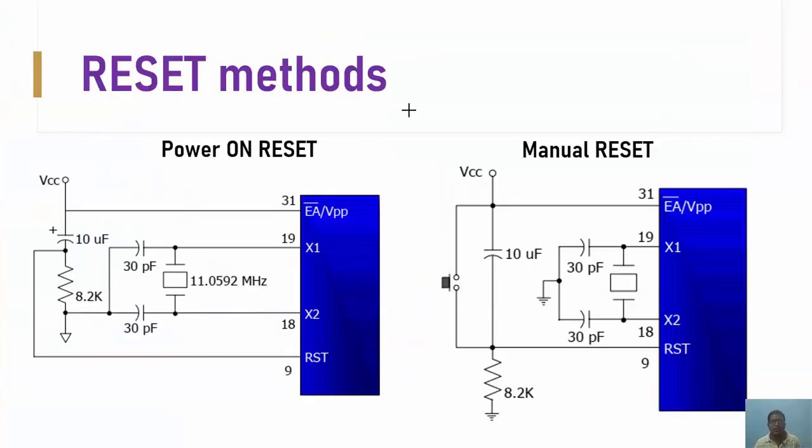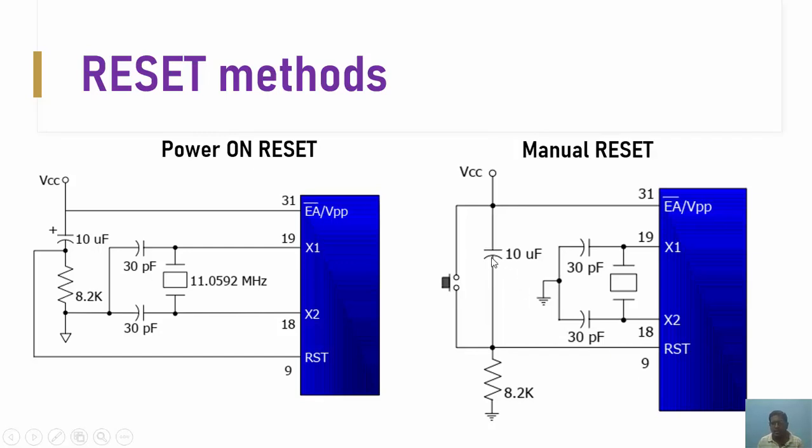And the second type is called manual reset. So what is the change between power on reset and manual reset? In manual reset, one simple switch is connected across this capacitor C. So what will happen? No doubt, during the power on, for the time required for this capacitor to get charged, the status of pin number 9 is high, and once the capacitor gets fully charged, it works as an open circuit, and pin number 9 is now at the low level.